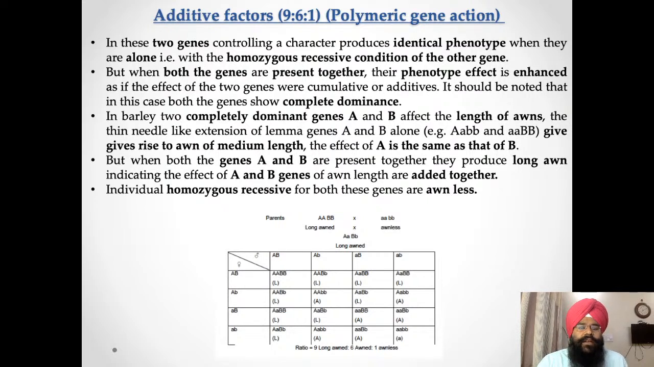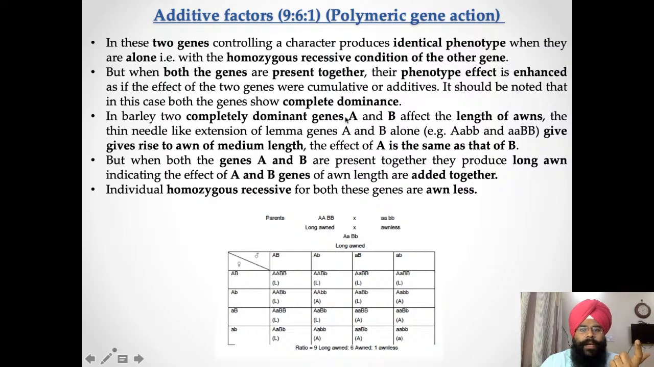Then comes the additive factors. In this case, two genes come together and their effects play a role together, so they have an additive effect. If the two genes controlling a character produce an identical phenotype when they are alone, that is, with the homozygous recessive condition of the other gene, but when both genes are present together the phenotypic effect is enhanced, it is known as a cumulative or additive effect, and that is known as complete dominance here.